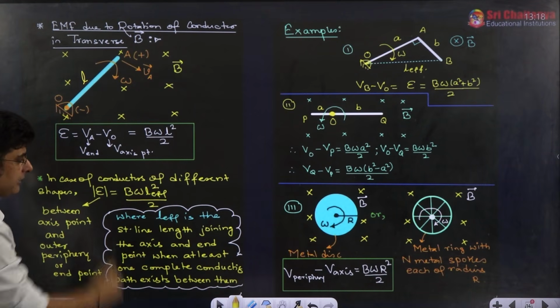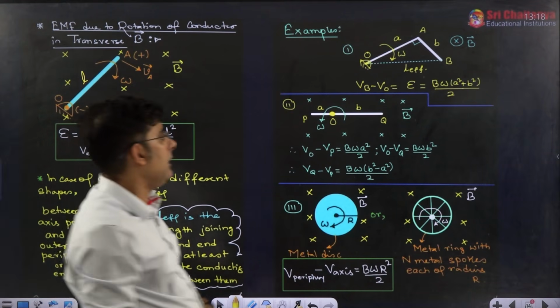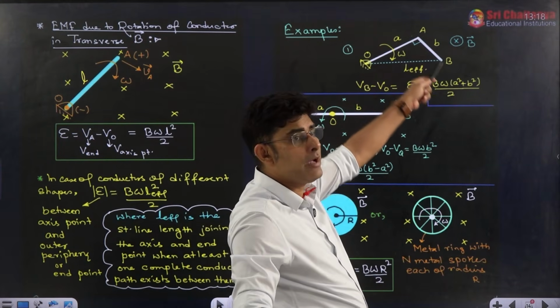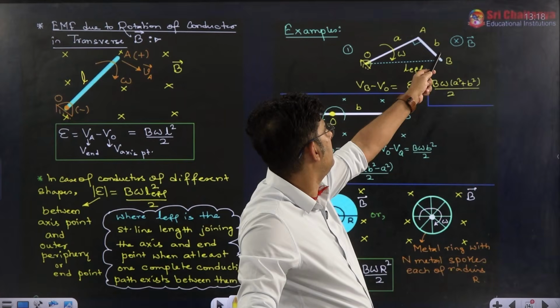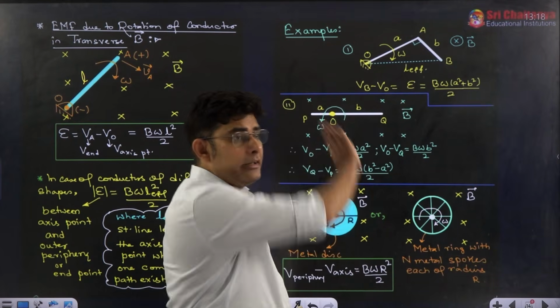Okay, so B omega L effective square by 2. I'll make it simple by these examples. Suppose we have an L shaped rod. This end is A, this part is of length B, this part is of length A. It is rotating.